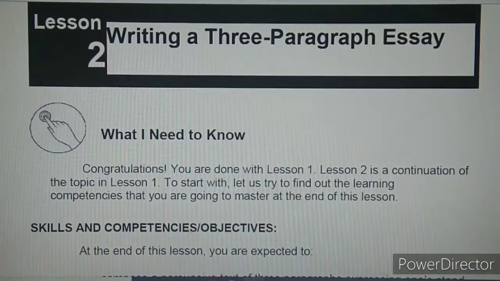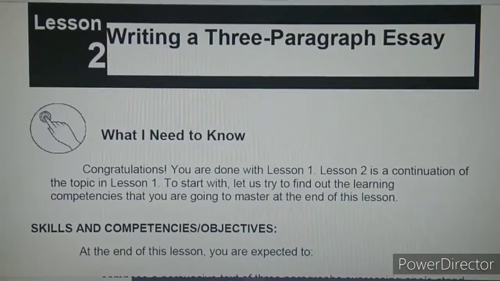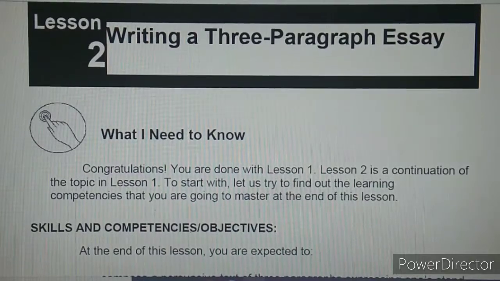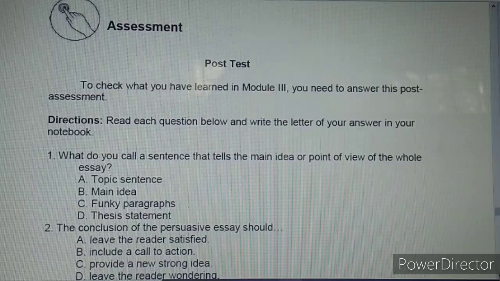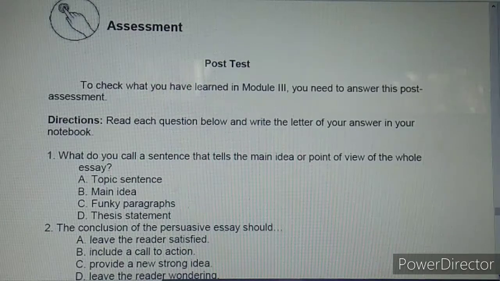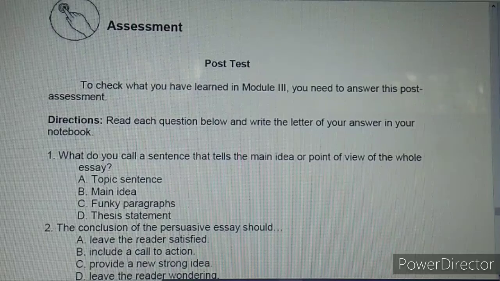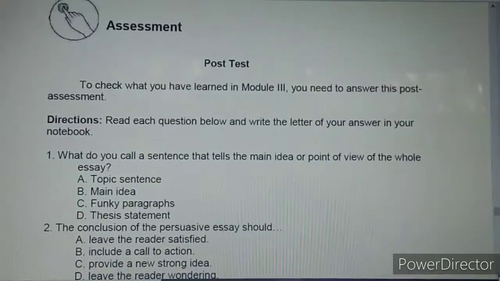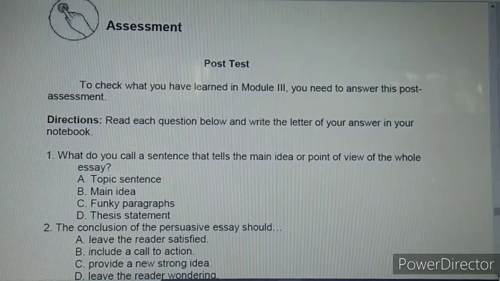Lesson 2 of English 10, Quarter 1, Module 2. We have the final assessment for Module 2, our post-test. To check what you have learned, you need to answer this post-assessment. Here are the directions. Read each question below and write the letter of your answer in your notebook.